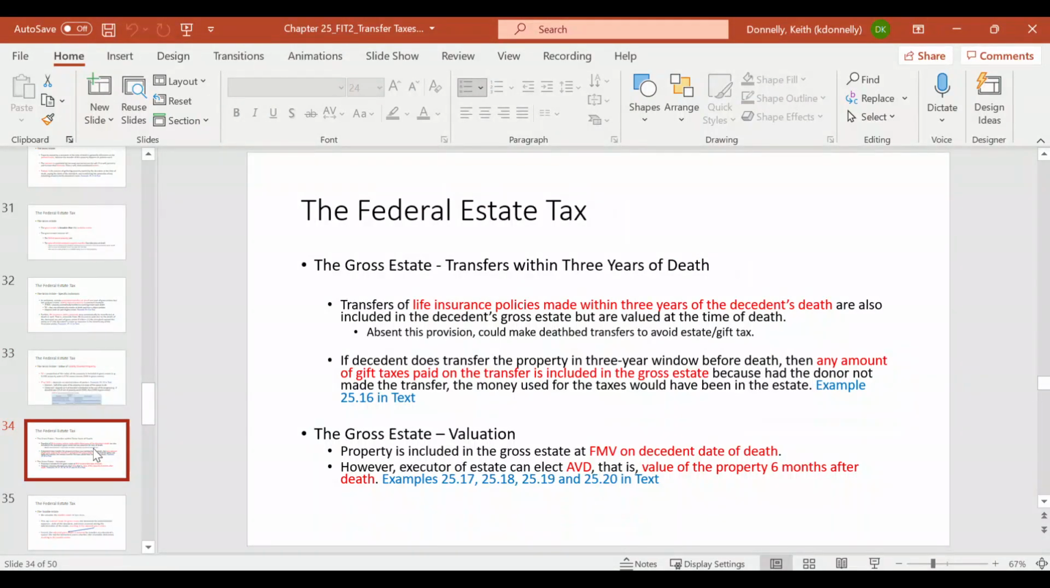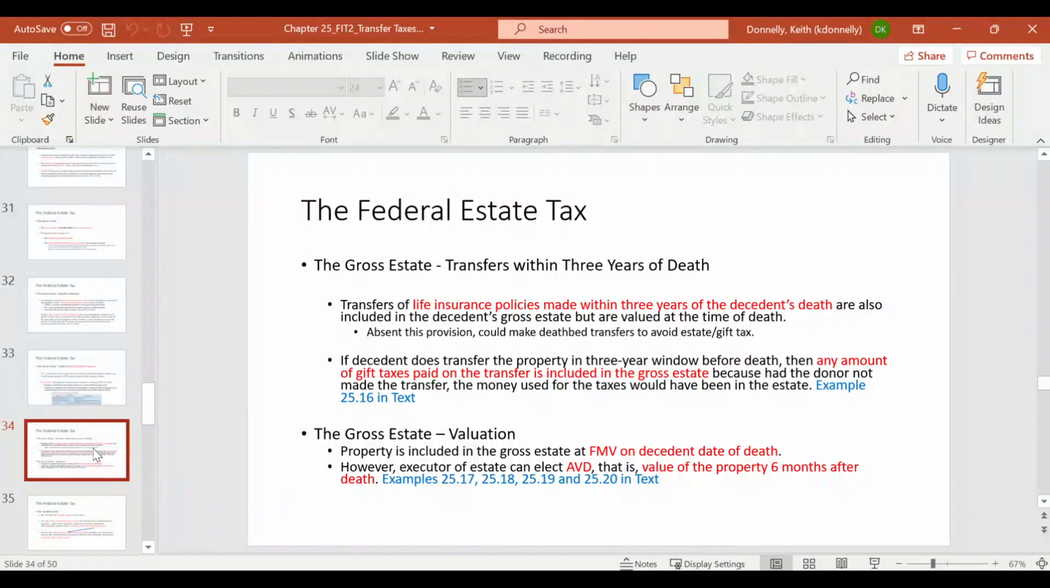Another thing that's interesting when we're looking at the gross estate is transfers within 3 years of death. As I have here, transfers of a life insurance policy made within 3 years of the decedent's death are also included in the decedent's gross estate, but are valued at the time of death. If the decedent does transfer the property in the 3-year window before death, then any amount of gift taxes paid on the transfer is included in the gross estate, because had the donor not made the transfer, the money used for the taxes would have been in the estate.